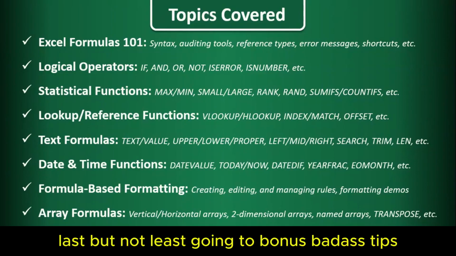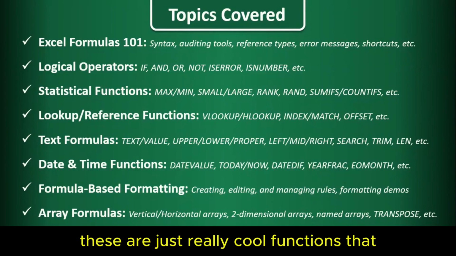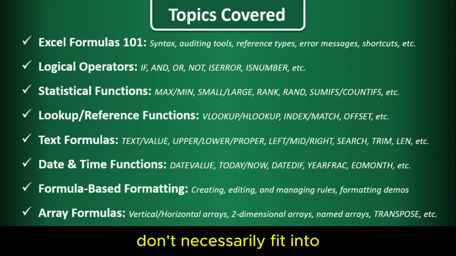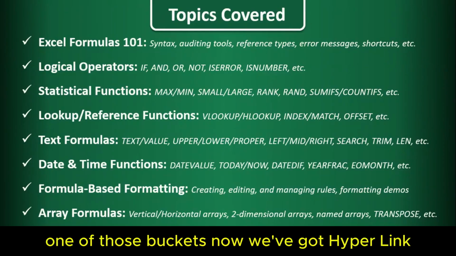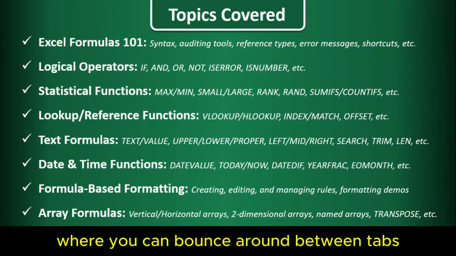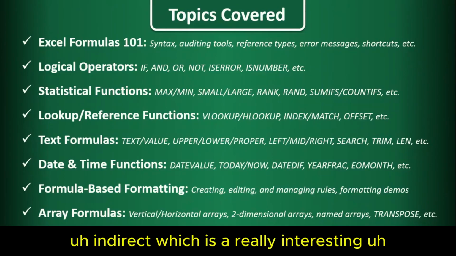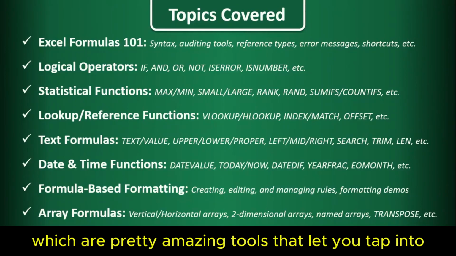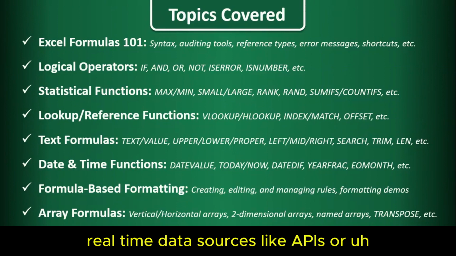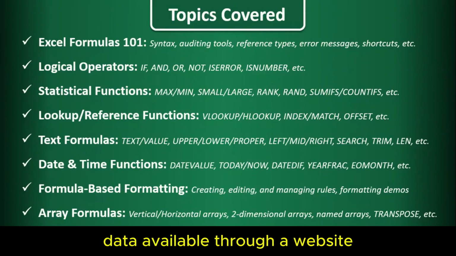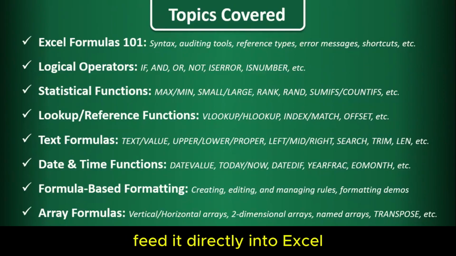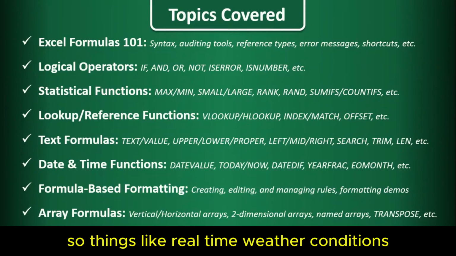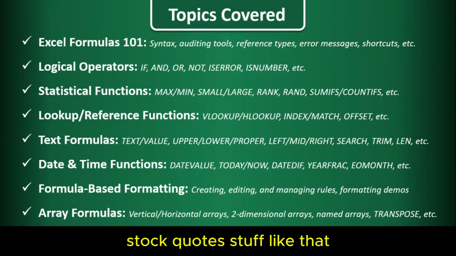Last but not least, go into bonus, badass tips. These are just really cool functions that don't necessarily fit into one of those buckets. We've got hyperlink where you can bounce around between tabs. Indirect, which is a really interesting function that we'll get to later. And then web service and filter XML, which are pretty amazing tools there. You tap into real-time data sources like APIs or data available through a website. Feed it directly into Excel, so things like real-time weather conditions, stock quotes, stuff like that.